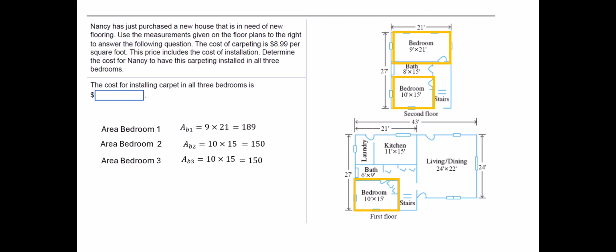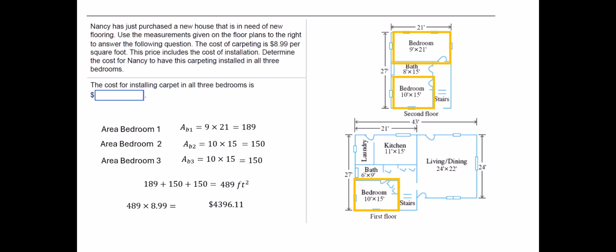We need to add the areas up. 189 plus 150 plus 150 is 489 feet squared. Since the carpet is costing $8.99 per square foot, we take 489 times $8.99. The cost for installing the carpet in all 3 bedrooms is $4,396.11.